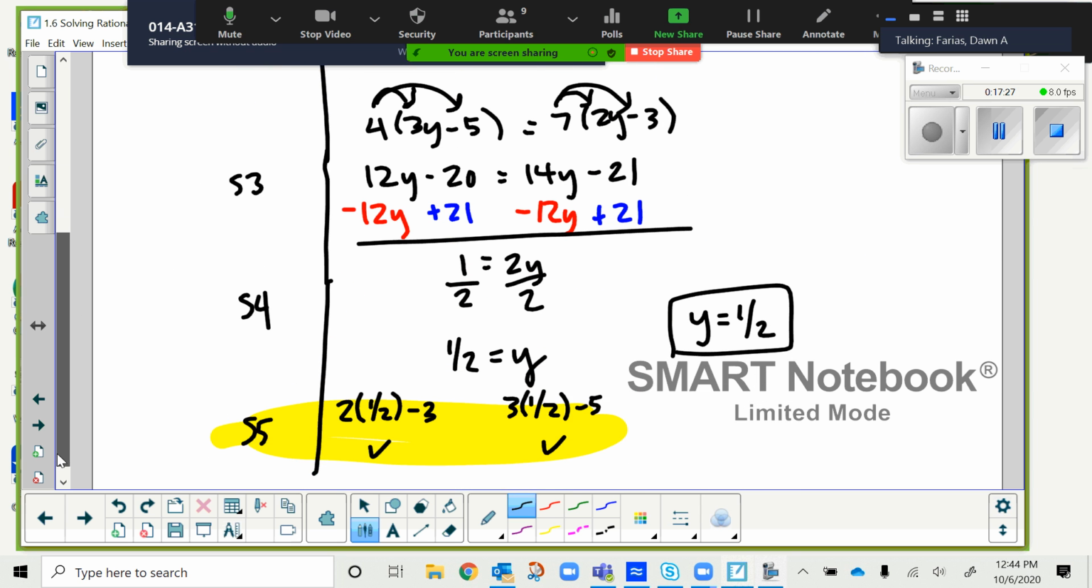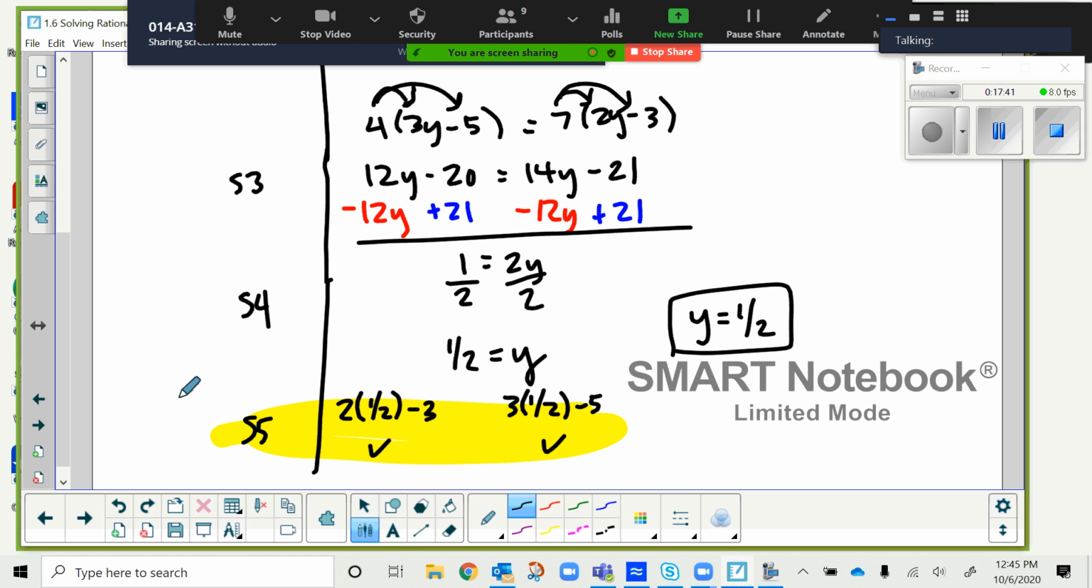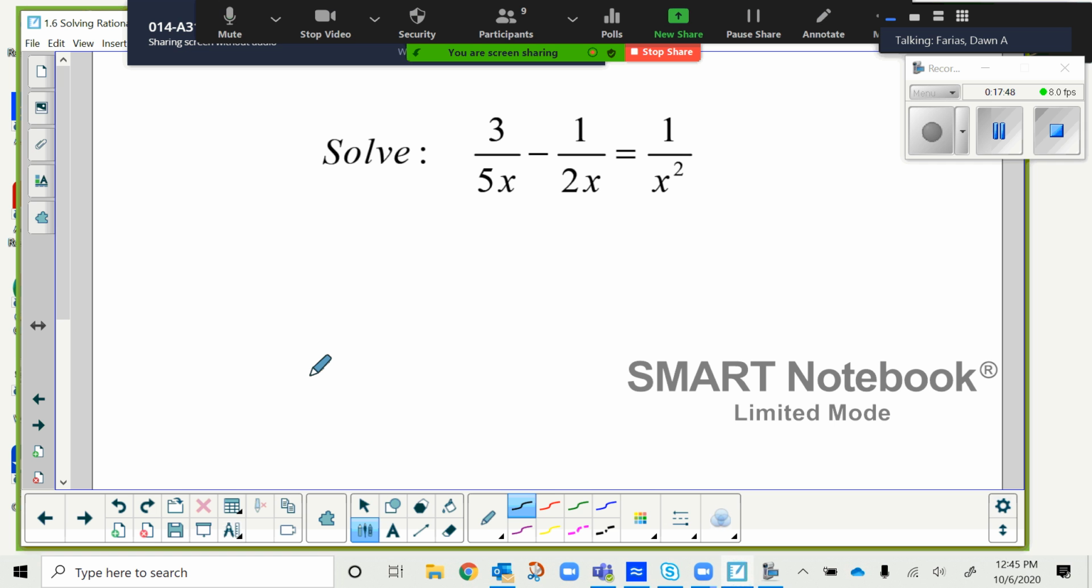So the answer to the problem is 1/2. Please be sure that you do this last step, step 5, of checking that your solution does not make any of the denominators equal to 0 when you plug it in. And then work this problem on your own. And if you're watching the video asynchronously, please pause now to work it.